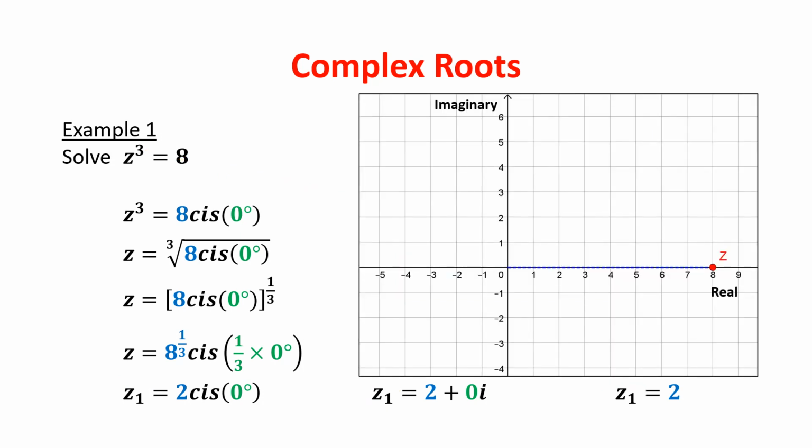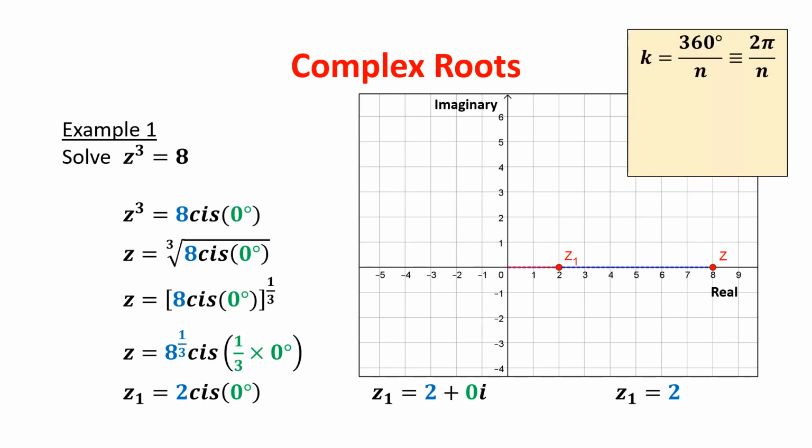So let's go back to our Argand diagram, and let's plot Z1, which is 2 and no imaginary bits. And let's use this little trick up here. To work out k, we go 360 degrees divided by n if we're working in degrees. Now, n is 3 because there's 3 solutions. So 360 divided by 3 is 120 degrees, and that's this number called k. Now, what are we going to use that for?